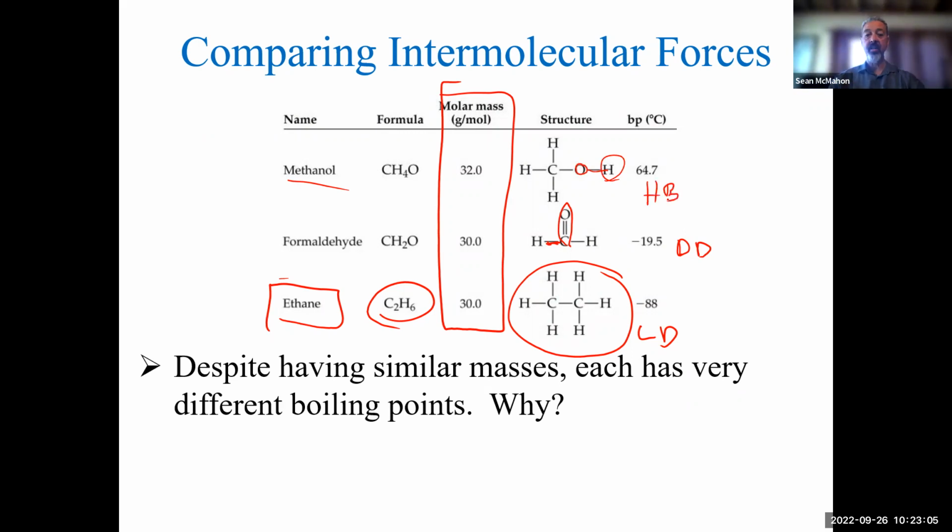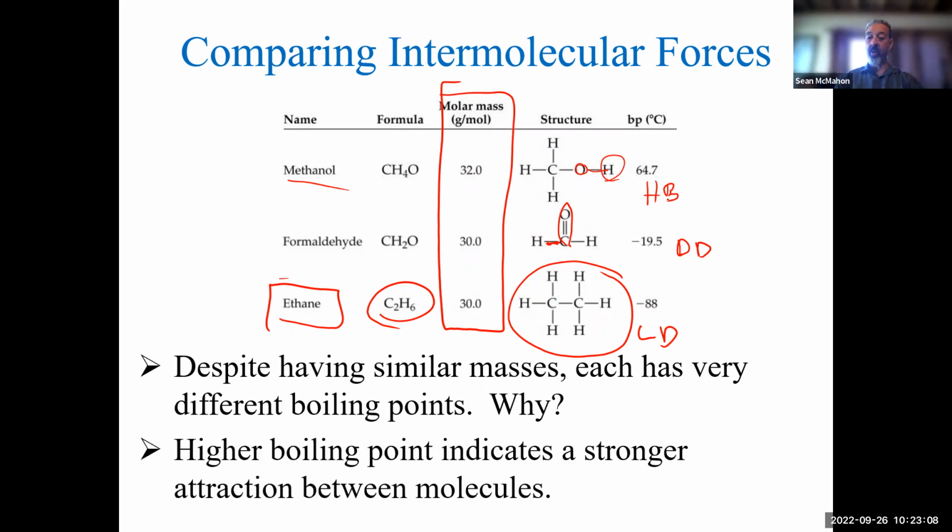And what I notice is, right, the higher boiling point indicates a stronger what? Attraction. They're sticking in the liquid state better. It's harder to separate them and create that distance and make them a gas. Well, why does methanol have the highest boiling point? It has hydrogen bonding, the strongest intermolecular force. Why does ethane have the lowest boiling point? It only exhibits London dispersion forces because it's a non-polar molecule. It's symmetrical.